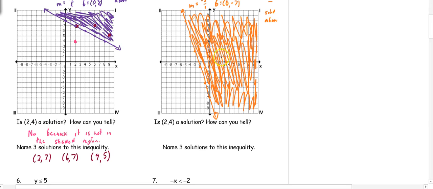Number 5, is (2, 4) a solution for this one? So when I look at this, (2, 4) is right here, and it's in the shaded region, so this would be a solution. So we would say yes, because it's in the shaded region.